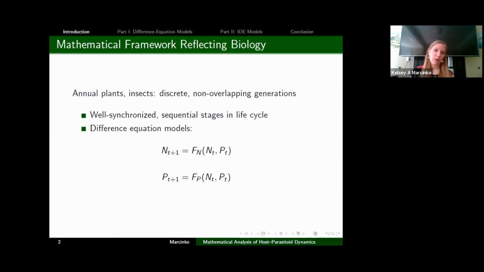And so the mathematical framework that we'll be using is difference equation models, where the host population at time t+1 is some function of the host and parasitoid populations at the previous time step, and the parasitoid population at time t+1 is some function of the host and parasitoid populations at time t. So instead of getting a continuous population at any particular time, we get these discrete points, maybe on a yearly cycle, of what the population is at that particular point in time.